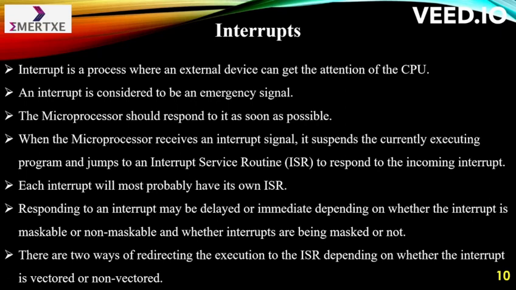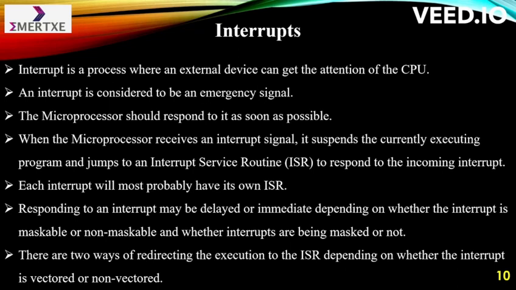When the microprocessor receives an interrupt signal, it suspends the currently executing program and jumps to an interrupt service routine to respond to the incoming interrupt. The interrupt service routine is where the interrupt handling code is written. Each interrupt will most probably have its own ISR. Responding to an interrupt may be delayed or immediate depending on whether the interrupt is maskable or non-maskable and whether interrupts are being masked or not.